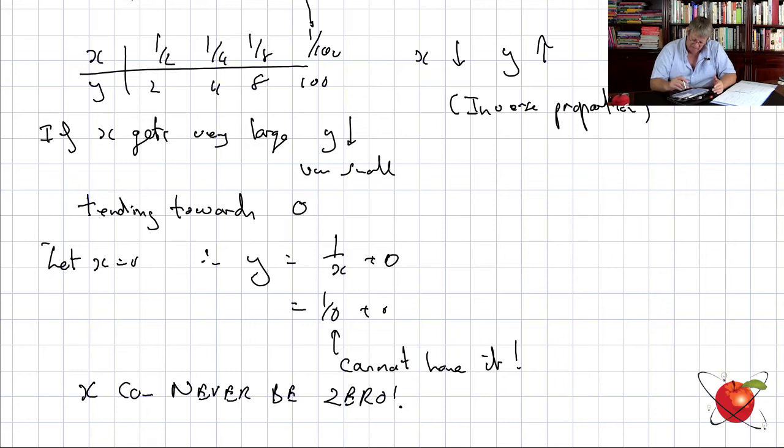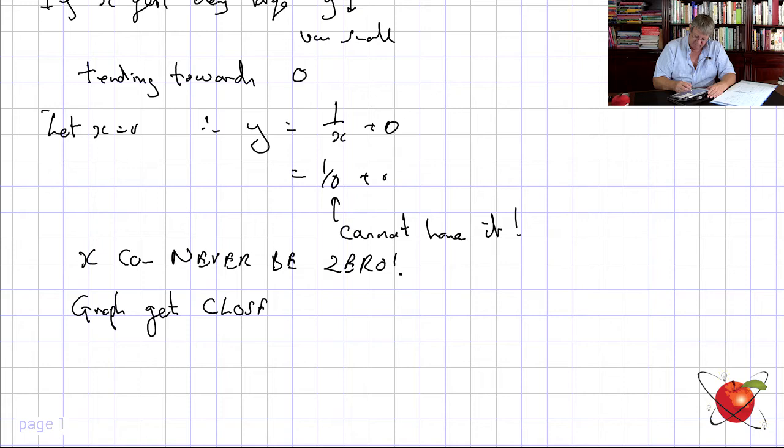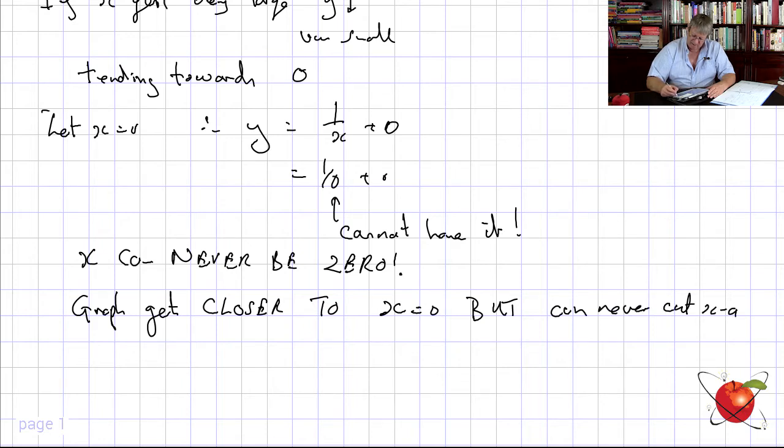Well, what does that mean? It means, in essence, that the graph gets closer to x equals 0, but can never cut the x-axis. In other words, it's going to get closer and closer and closer.